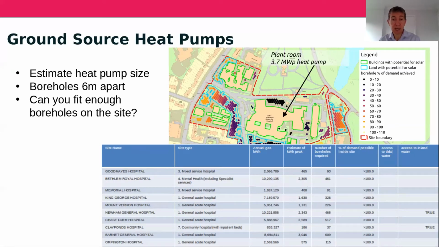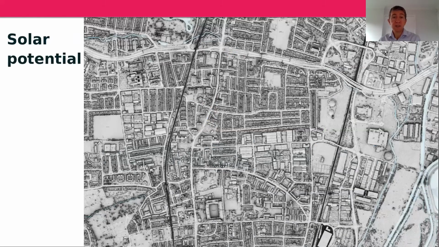So we're currently looking at applying similar code to work for domestic properties in the model. For the second example, I'm going to show you our solar potential model.